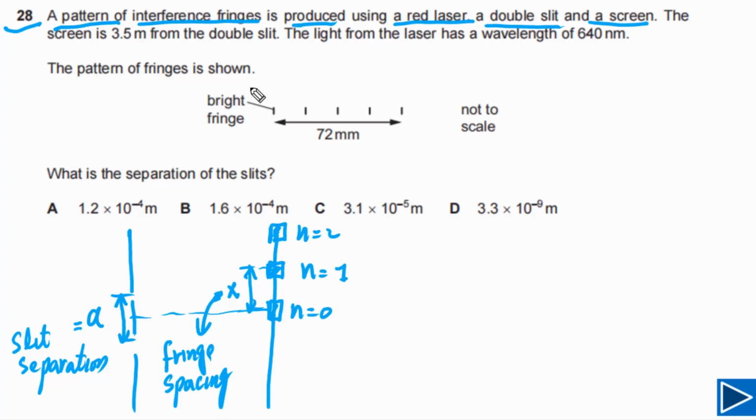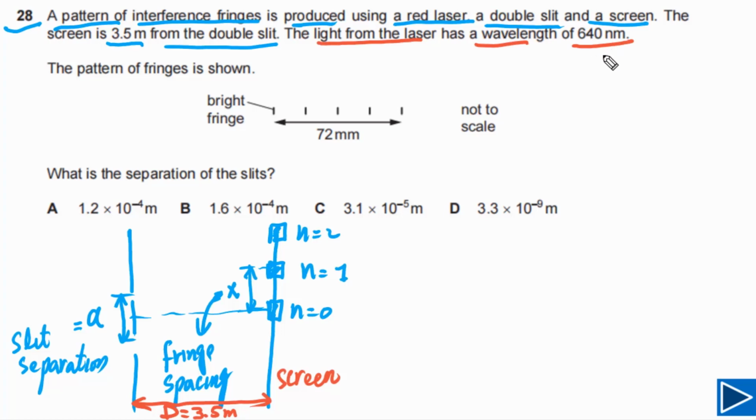Fringe spacing. For this question, it is given to us that the screen is 3.5 meters from the double slit. It simply means that the distance between the slits and the screen, this distance, is given, and this is capital D. Capital D is equal to 3.5 meters. This one is over the screen. It is also given to us that the light from the laser has a wavelength of 640 nanometers. Lambda is given to us. The pattern of the fringes is shown.